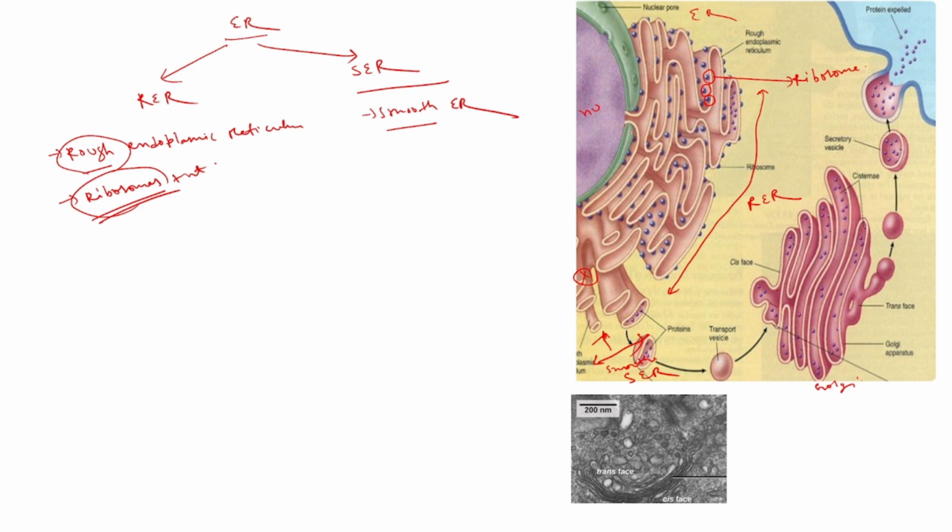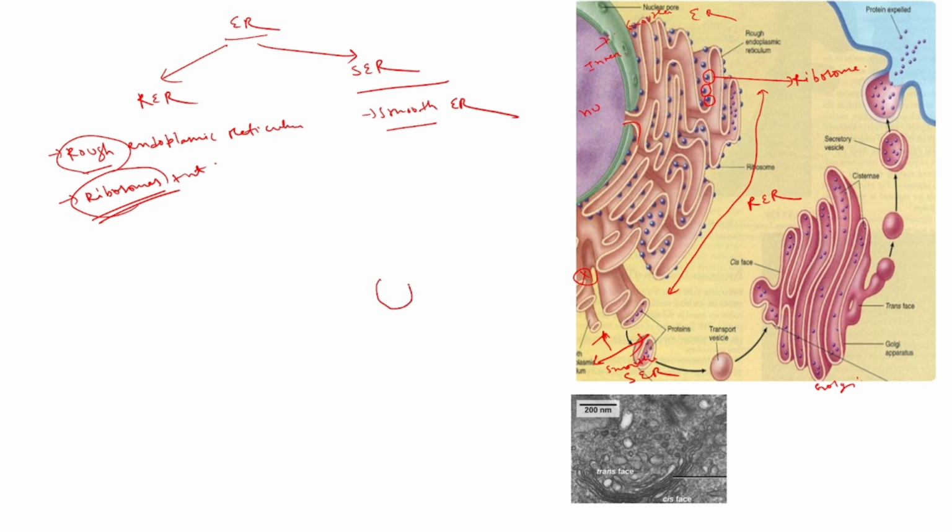So look at the structure. The ER emerges from the nucleus. We have already discussed that the nucleus is a double membrane bound organelle. That means the nucleus has two layers. This is called the outer layer, and this is called the inner layer. So the ER emerges from the inner layer of the nucleus.